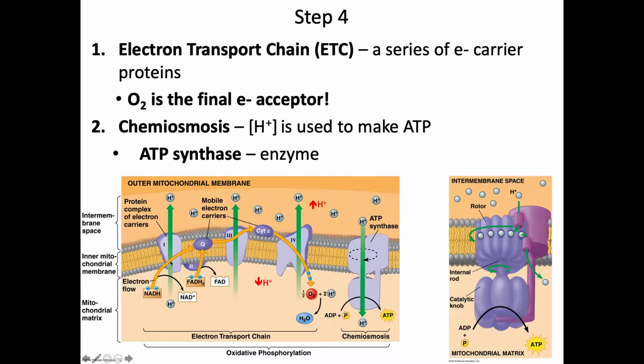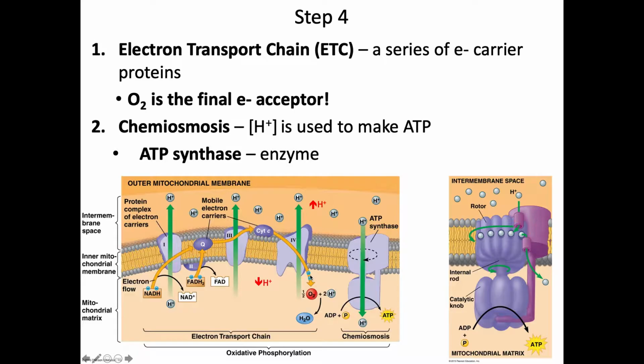And these electrons going through this series of proteins, that's your electron transport chain. These electrons are activating or energizing these protein pumps to move hydrogen ions from the matrix into that intermembrane space. And then it builds up this concentration gradient that will be used in addition to ATP synthase to make a lot of ATP.